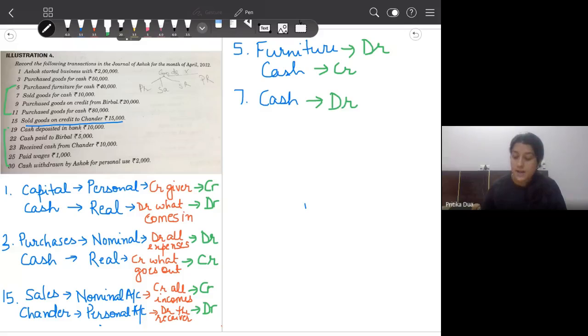On the other hand, the next account is sales account. You are selling some goods. That is a nominal account. You are making revenue for the business. So all incomes and profits are credited. So sales account is credited.